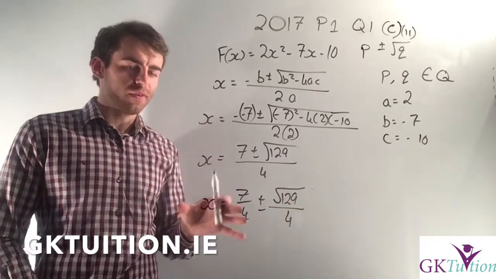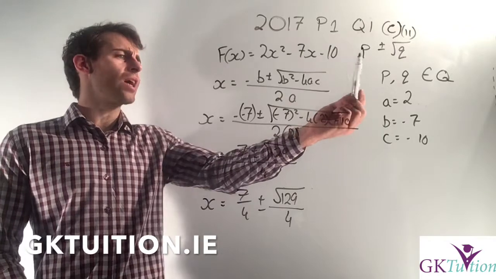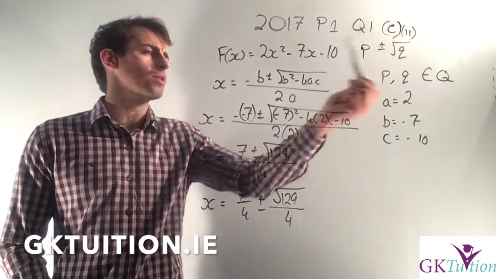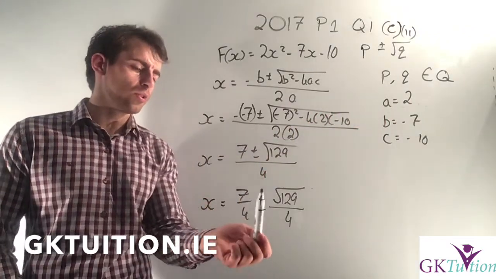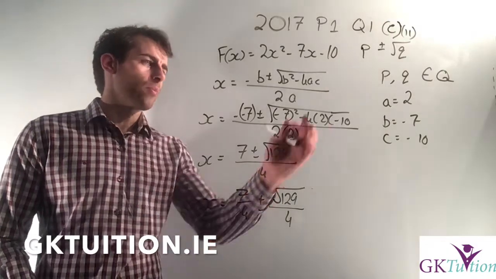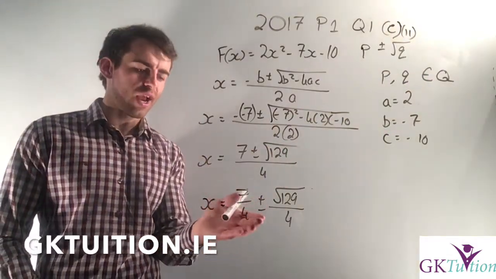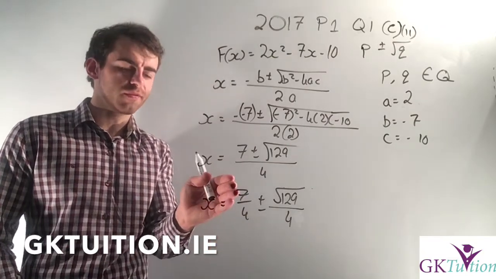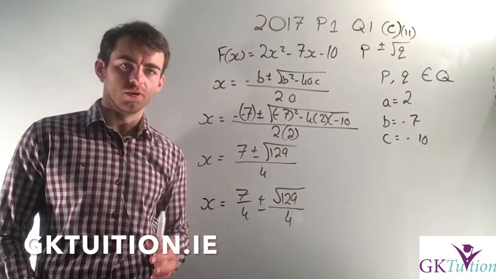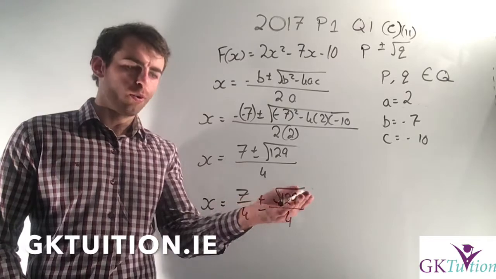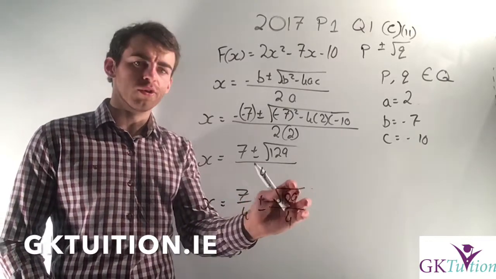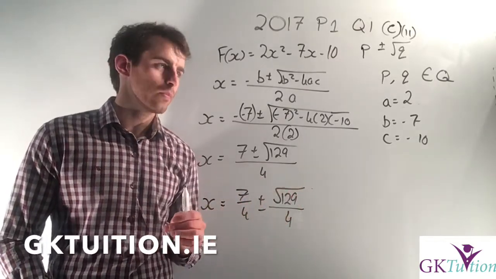Now at this point we have to be very careful. I was asked to leave it in the form of p plus or minus the square root of q, where p and q are rational numbers. Well, 7 over 4 is rational. I'm happy enough with that. The top of the fraction and the bottom of the fraction are whole numbers, so there's no problem. But what about this term? I have the square root of 129 over 4.